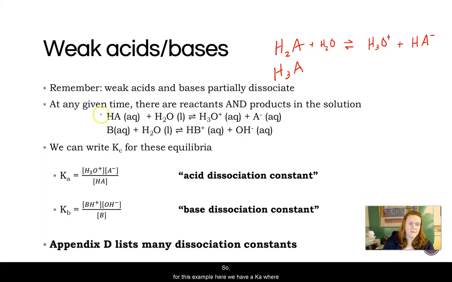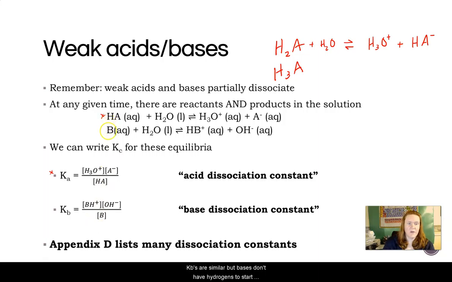So for this example here, we have a Ka where hydronium times conjugate is divided by the parent acid concentration. We call this a Ka because it stands for acid dissociation constant. And in other words, this tells us to what degree do we form products over reactants, just like any other K value does, any other equilibrium constant. So the bigger this number is, the more product you get.